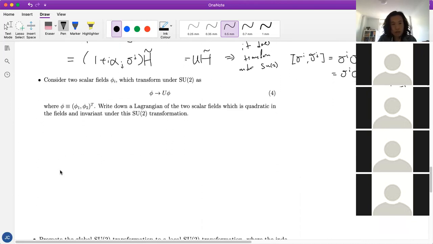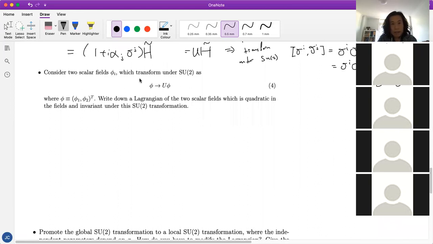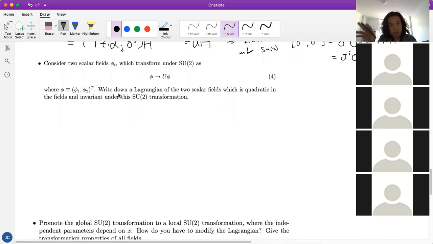And next one, consider 2 scalar fields phi i. It transforms under SU2 as this. So it's just a real scalar doublet. And then you want to write down the Lagrangian for the 2 scalar fields, which is quadratic in the field and invariant under SU2 transformation. So this is pretty trivial. The Lagrangian will just be the kinetic term, d mu phi.